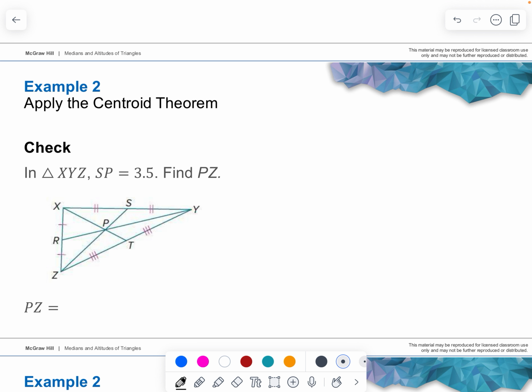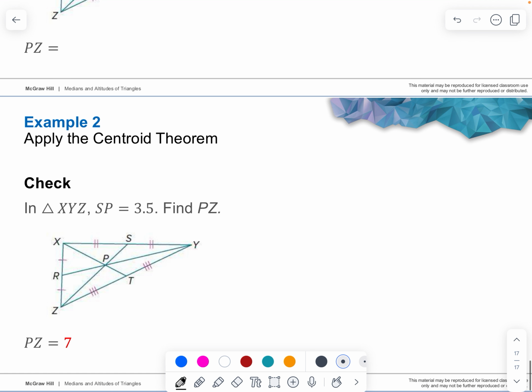All right. Now, if SP is 3.5, PZ, how big is that? And actually, I would challenge you, how long is SZ going to be? Think that through as well, because that's the kind of question that Alex will also ask you. Go ahead and pause me. Okay. Did you get that this was going to be 7? And did you go the extra length and say that SZ was going to be 10.5?